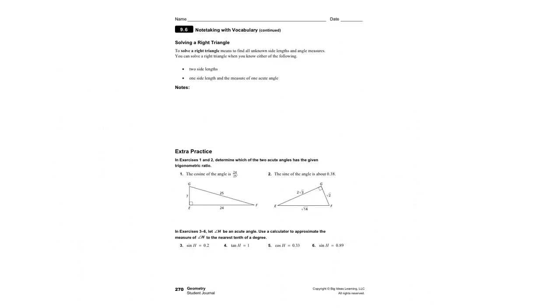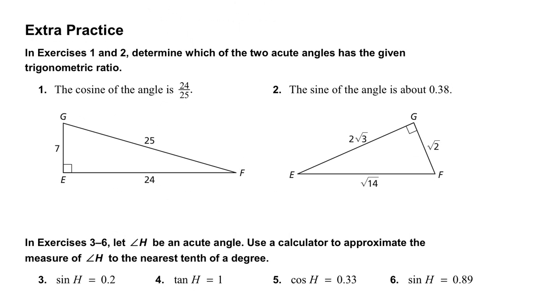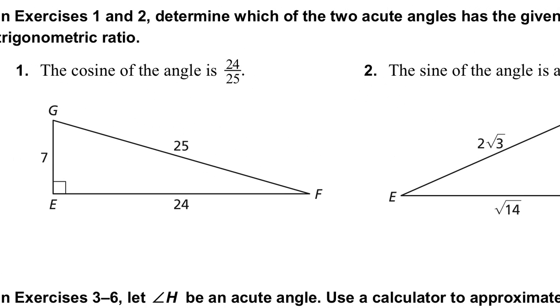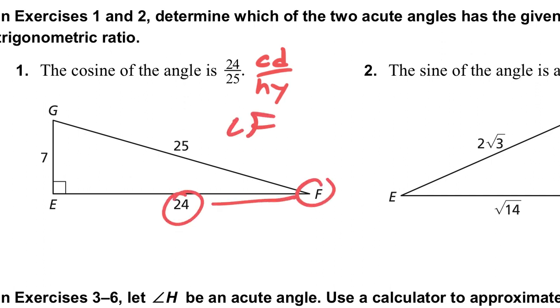Next page. I'm going to go down to this little extra practice here. The cosine of an angle is 24 over 25. You don't have to have a picture here, but we want to find which of the angles is this. So cosine here means, actually we do need a picture for this question, sorry. Cosine means adjacent over hypotenuse. So my adjacent is the 24. So what's adjacent would be angle F. So here just be angle F is what this represents.